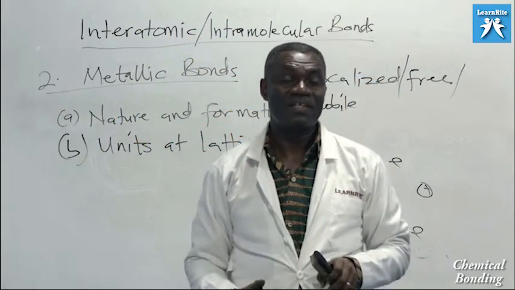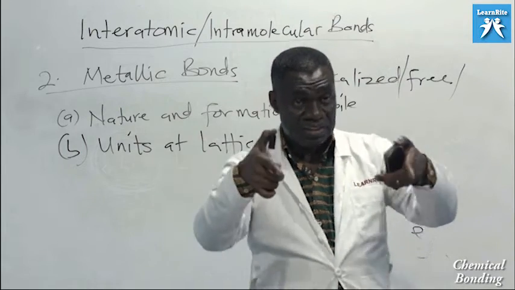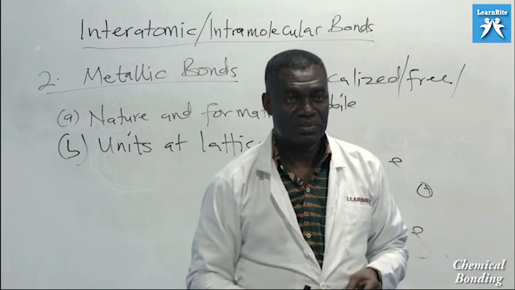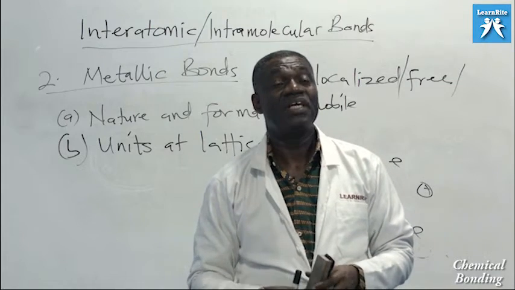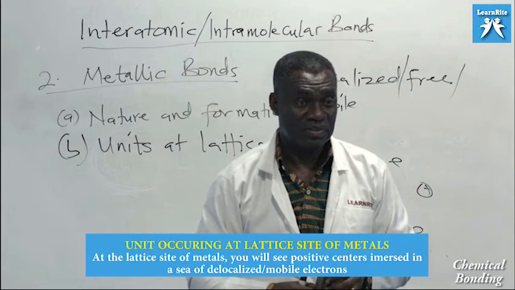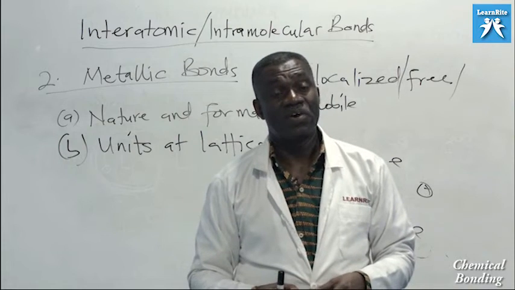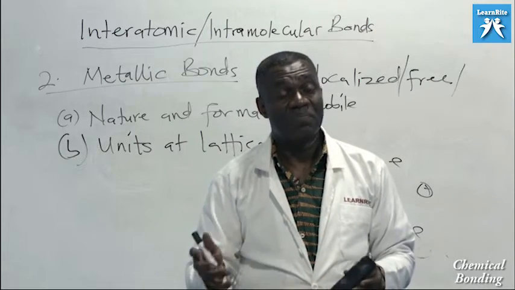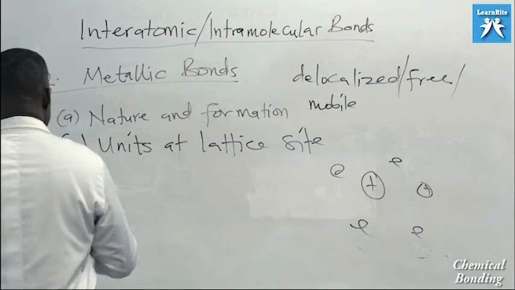So if they gave you any metal, they said, what do you see at the lattice site of this metal? You say, you see sodium plus immersed in a sea of mobile electrons. That's what you see. But if they make it general, what occurs at the lattice sites of metals, you say, at the lattice sites of metals, you see positive centers immersed in the delocalized electrons. But normally the question will come, giving you an example of the metal. What do you see at the lattice site of iron? You see iron plus. Usually iron plus is +2, that's the stable one. You see +2 ions immersed in the sea of the delocalized electrons. That's all.